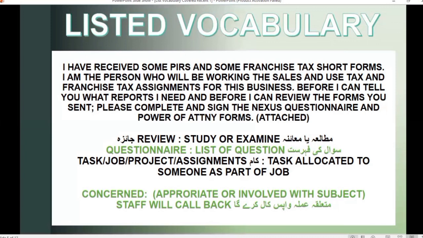Concerned, appropriate or involved with the subject. Concerned staff will call you back. मुतल्लिका अमला आपको call back करेगा.